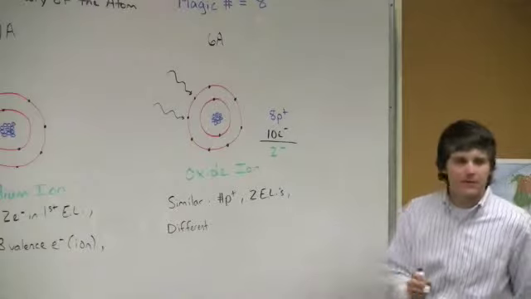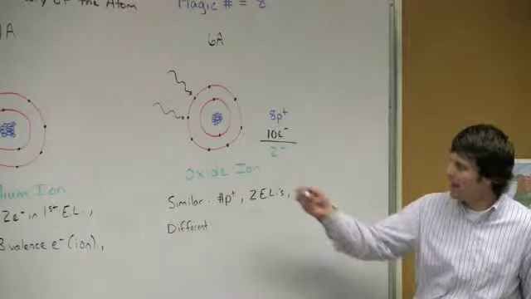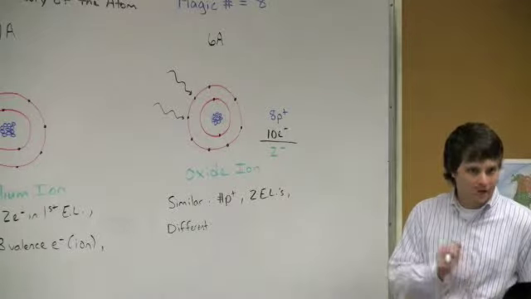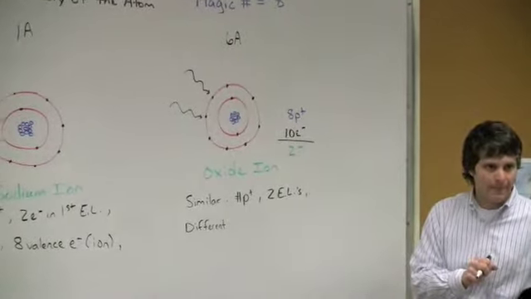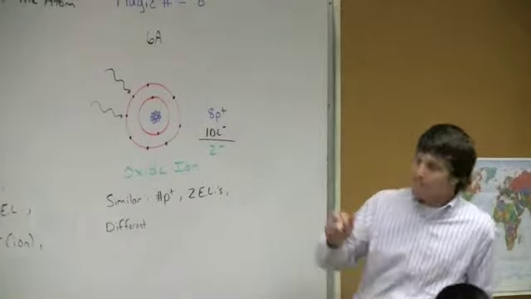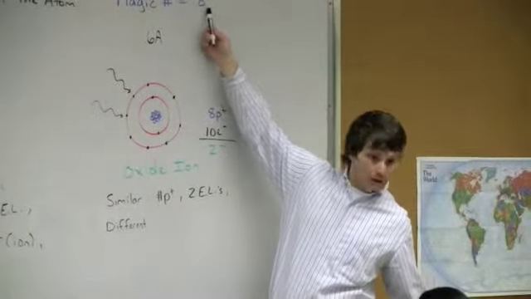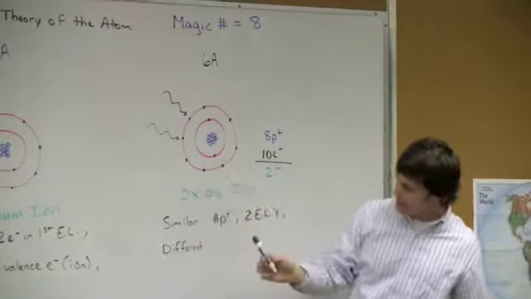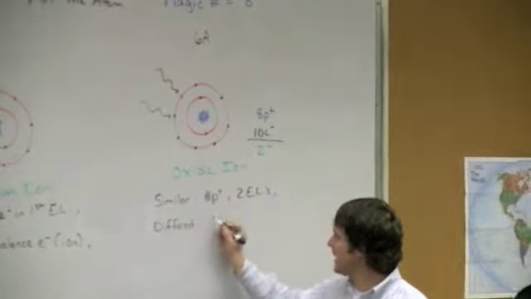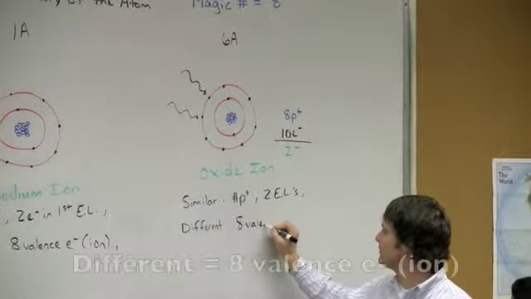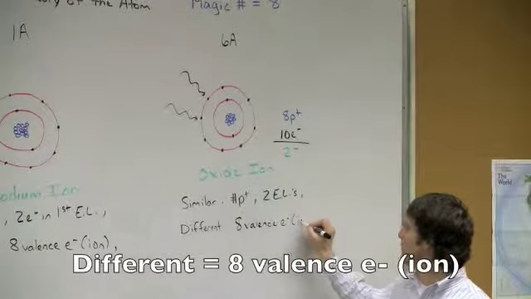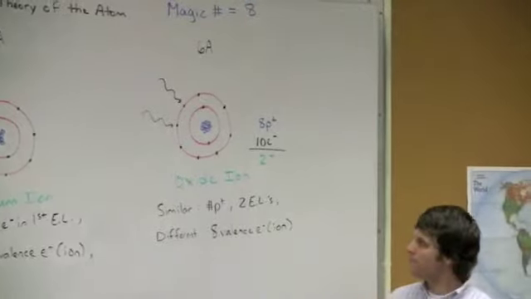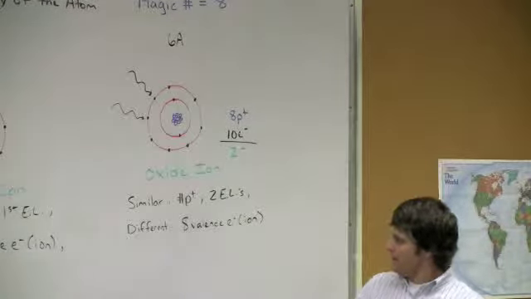What's the most important thing you could tell me that's different about the oxide ion versus the oxygen atom? It gained 2 electrons. Why? Because that's what it does. Because the magic number is 8. We wanted to have 8 on the outside, and it started out as only having 6. So something that's different is the 8 valence electrons for the ion. And that's the most important. There's a lot of other differences, but that's the very biggest difference.